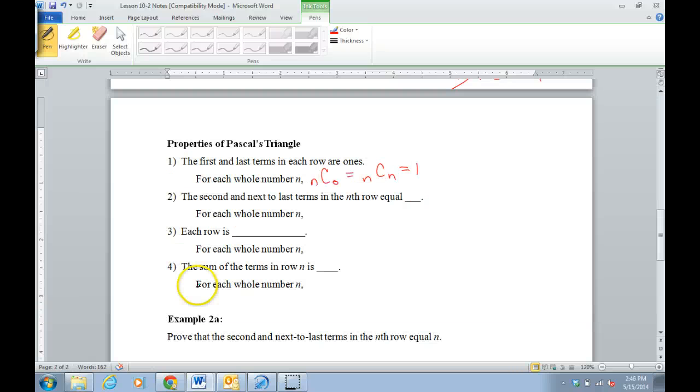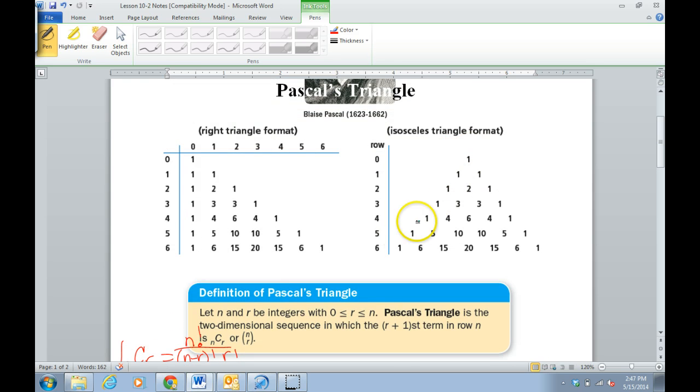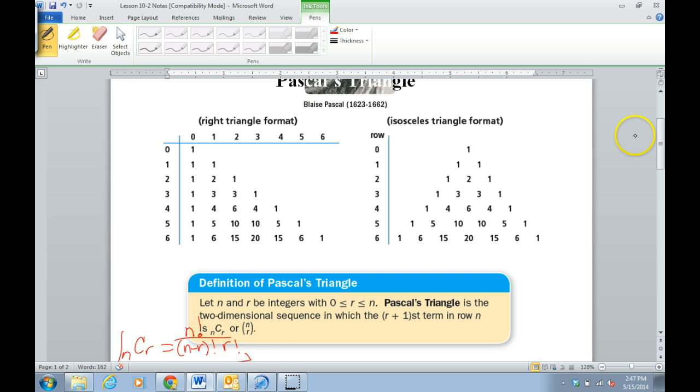That's right. So we already discussed some of these because you guys were so observant that you noticed them already. But it says that the first and last terms of each row are ones. So for each whole number n, n choose 0 is going to be 1. Go back to our little triangle here. You can see all ones right there. So 2 choose 0 equals 2 choose 2. So it's saying the first and the last are equal to 1.